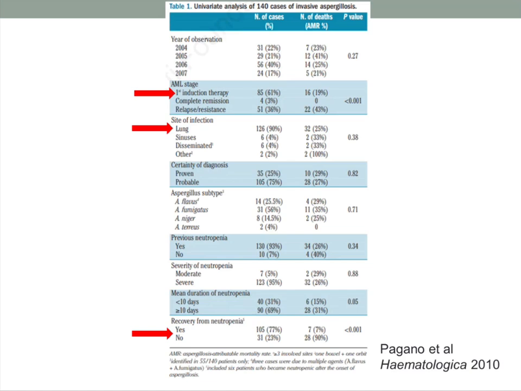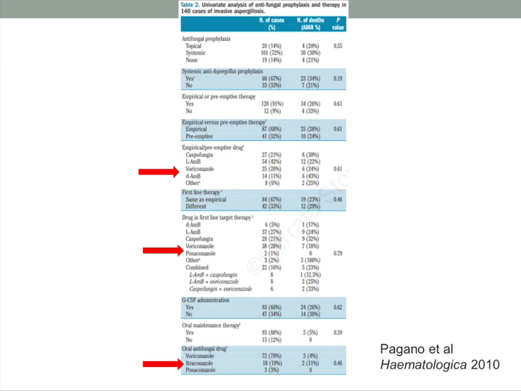Again, the highest risk period is that first induction. That's when you're going to be neutropenic the longest before you move into a consolidative phase. It's best case scenario for AML. And then, not surprisingly, reconstitution of your neutrophils was associated with a survival benefit. You really need those to help you fight off fungal infections.